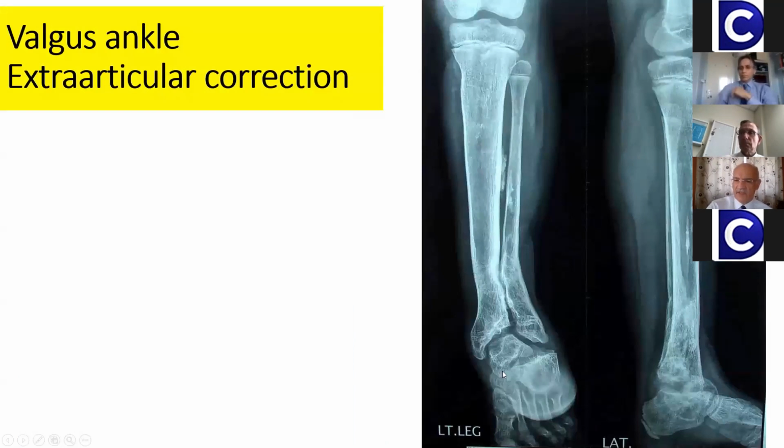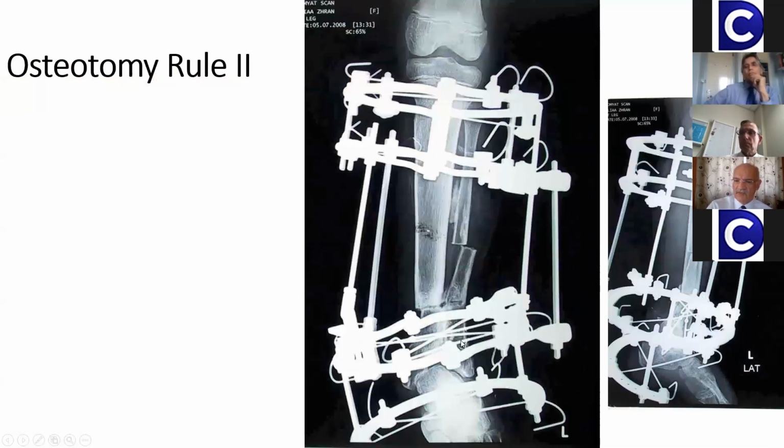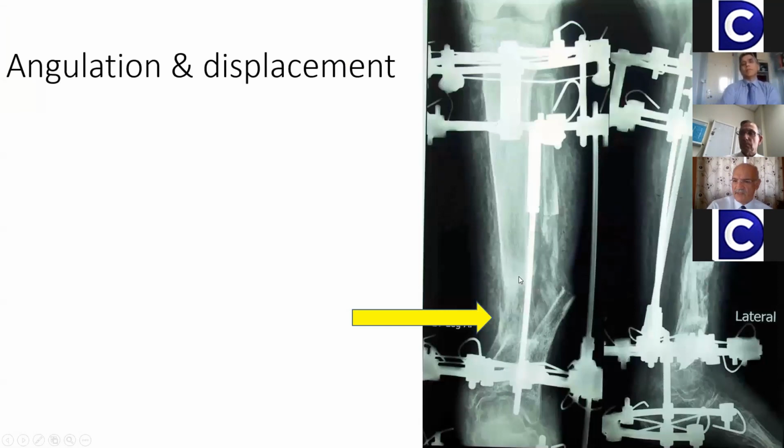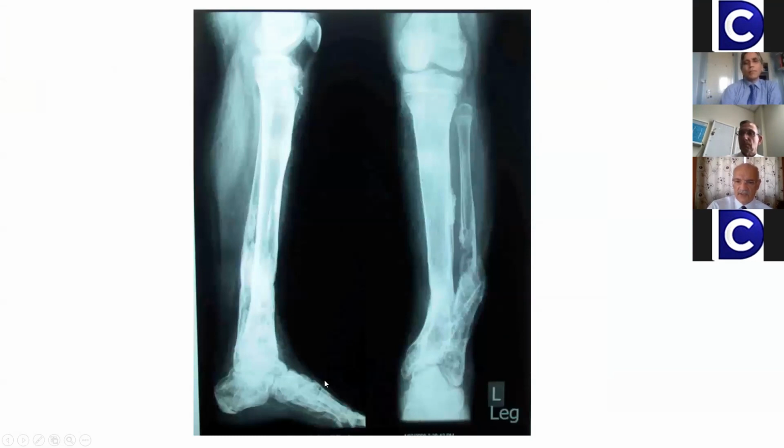You have physeal injury. See here, severe valgus deformity. This is osteotomy rule number 2. The osteotomy is far away from the deformity, which is intra-articular. This is physeal. We don't want to go through the physis. So we do lengthening, displacement. You see osteotomy rule number 2, angulation and displacement. And we get correction. So we can correct intra-articular and extra-articular correction.